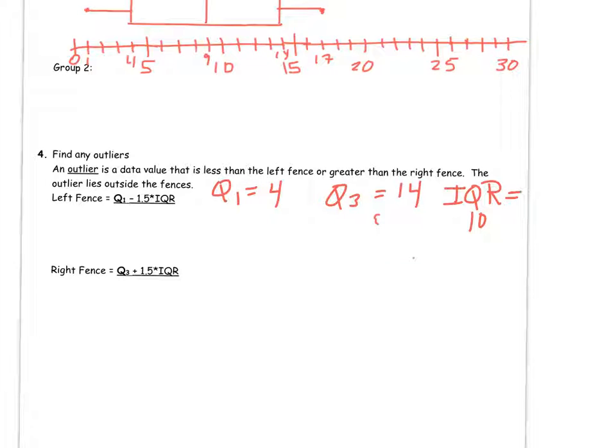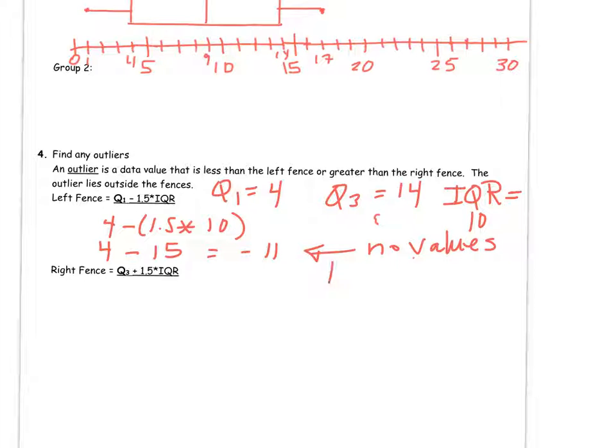So to get this idea of this left fence, basically the lowest number that we consider to be a usual value, we'll take Q1, which is 4, minus, and I'm going to put in parentheses, 1.5 times the IQR, which is 10. So we'll have 4 minus 15, which is negative 11. Because there's no values, and we're talking about data values, less than negative 11, there are no outliers on the lower end.